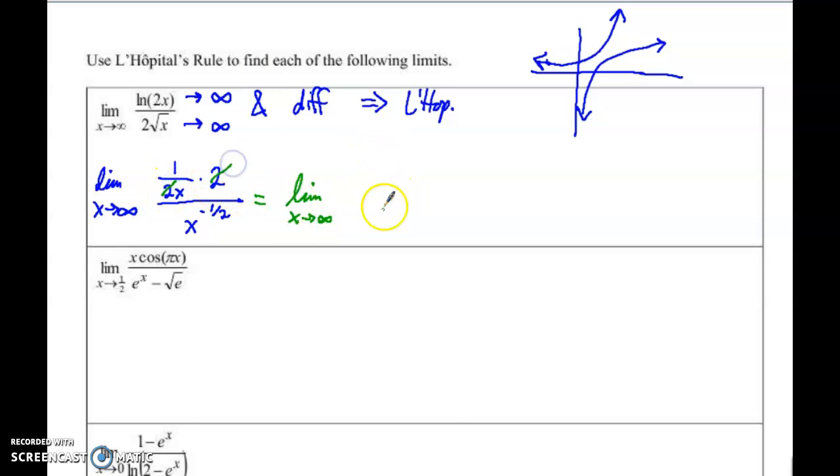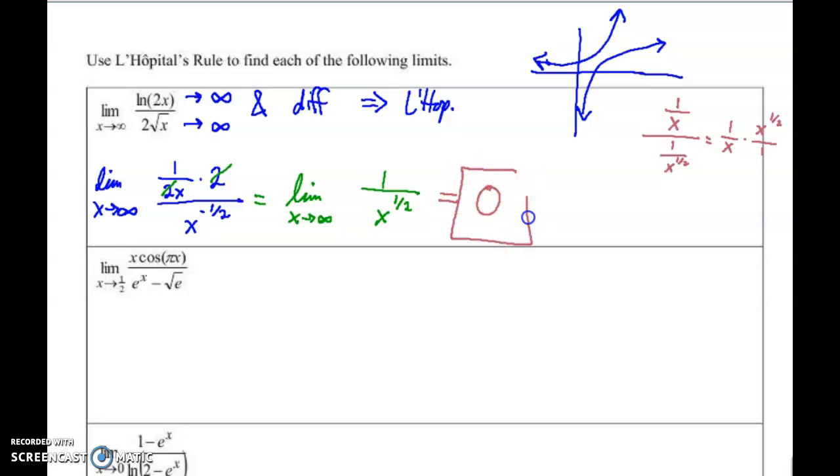First of all, these 2's would cancel, and you would have 1 over, what would that be? X to the 1/2 power. I should probably write that out, because this is the same thing as 1 over x divided by 1 over x to the 1/2. And to divide by a fraction is to multiply by the reciprocal. And then you could subtract those exponents. So as we get infinitely large in the denominator, that's our clue that we get closer and closer to 0.